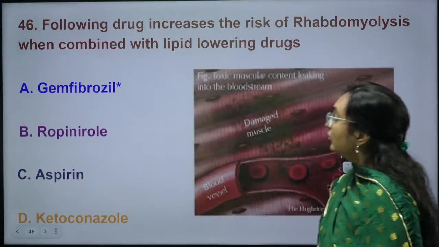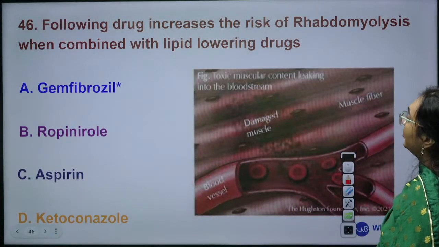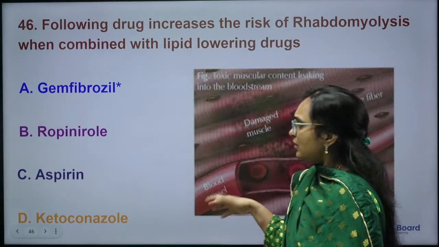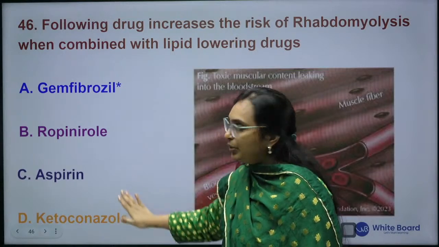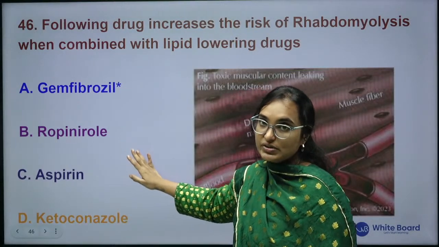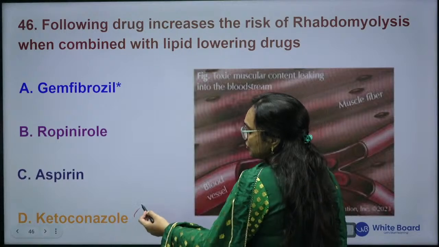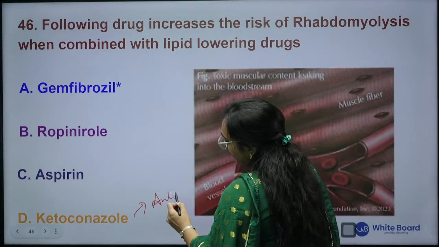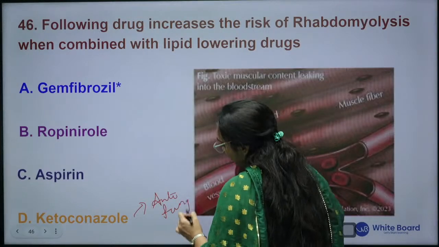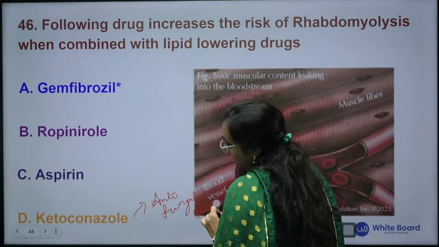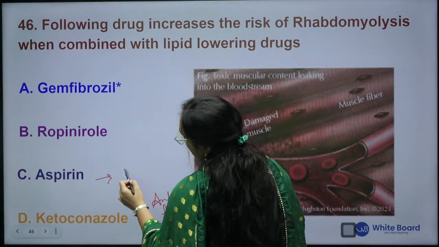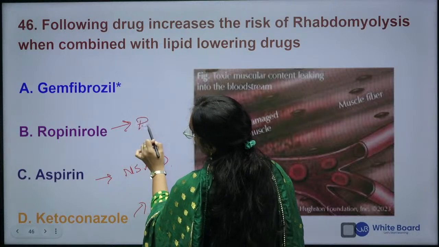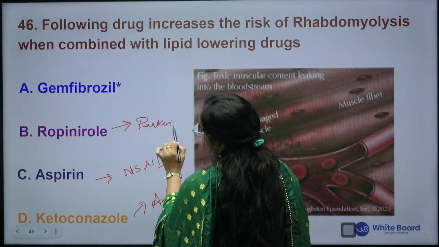Next one. Which following drug increases the risk of rhabdomyolysis when combined with a lipid lowering drug. Just see what are the lipid lowering drugs in these options. So if you see ketoconazole, it is an antifungal drug. It is not a lipid lowering drug. It is an antifungal drug. Aspirin, it's an NSAID. Ropinirole is used for treatment of Parkinson's.